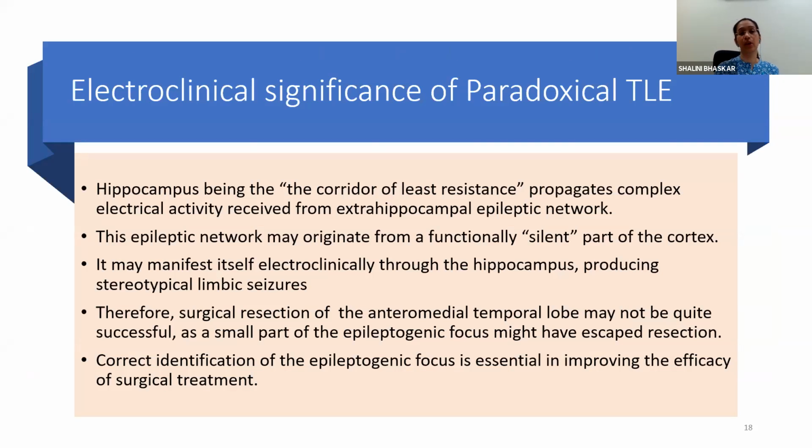The hippocampus, being the corridor of least resistance, propagates complex electrical activity received from the extrahippocampal epileptic network. This epileptic network may originate from a functionally silent part of the cortex. It may manifest itself electroclinically through the hippocampus, producing stereotypical limbic seizures. Therefore, surgical resection of the anterior medial temporal lobe may not be quite successful, as a small part of the epileptogenic foci might have escaped resection. So, the correct identification of the epileptogenic focus is essential in improving the efficacy of surgical treatment.